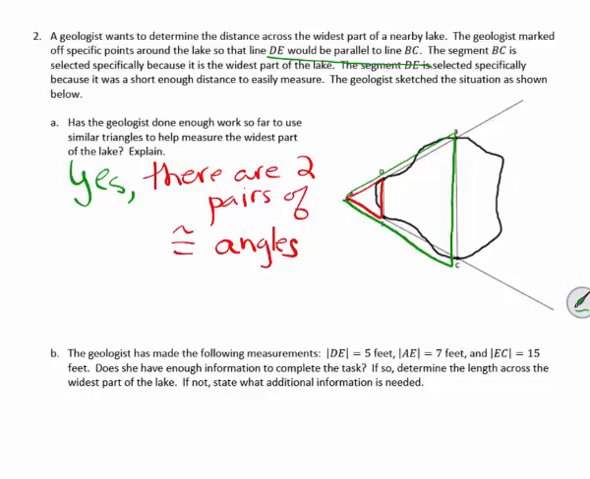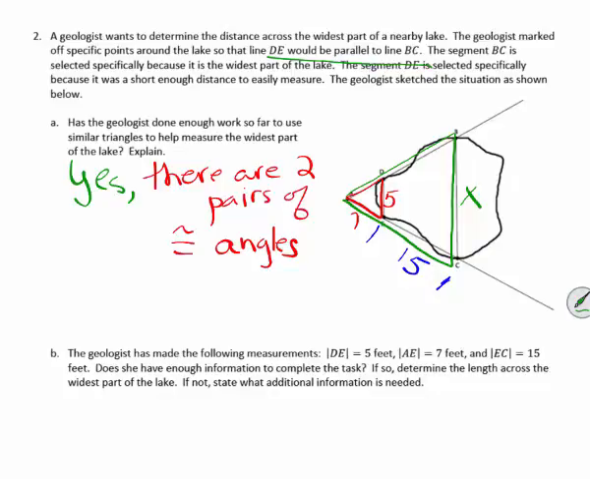We know DE is 5, so that distance is 5. We know AE is 7, that's in the small triangle. And EC, so from here to here, is 15. Does she have enough information to complete the task? Well, our task is we want to know how big it is across the lake. Yes, we do have enough information.